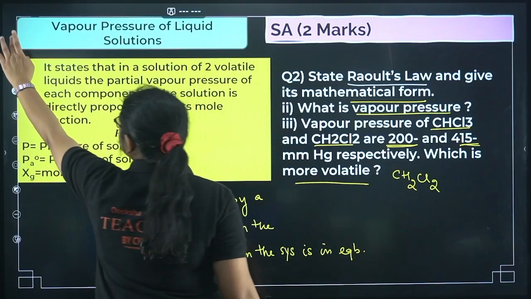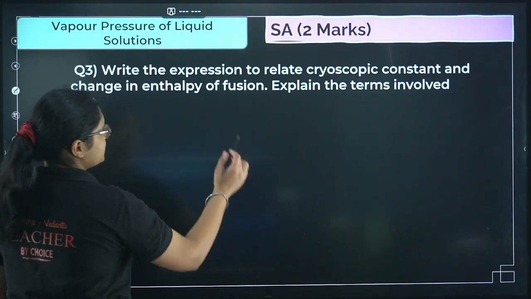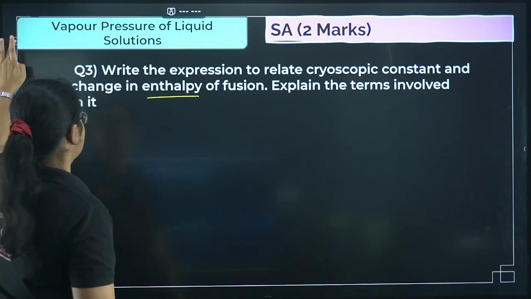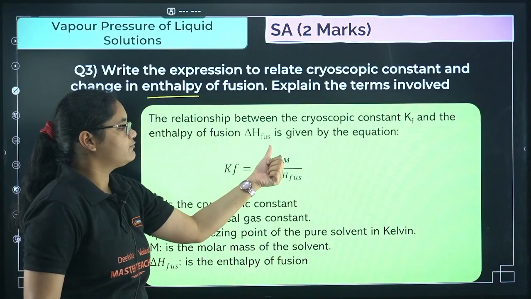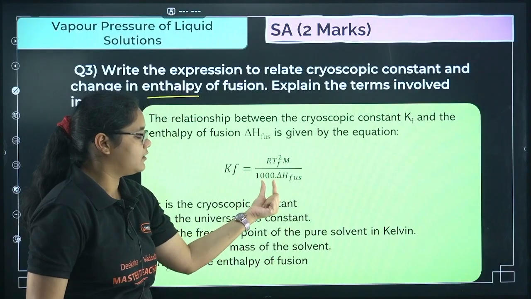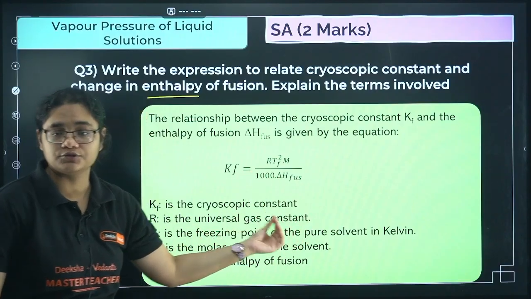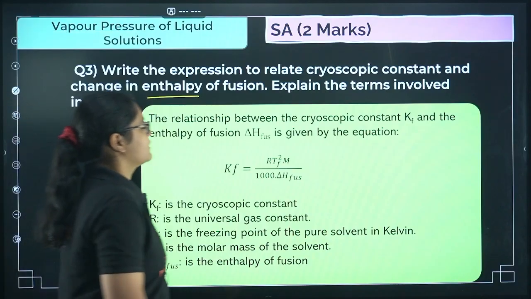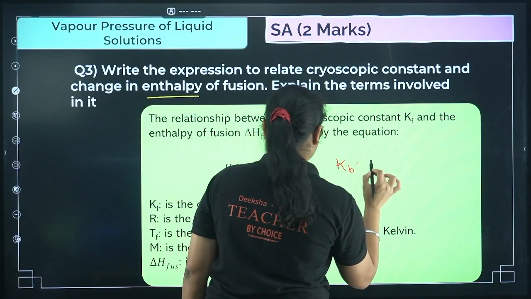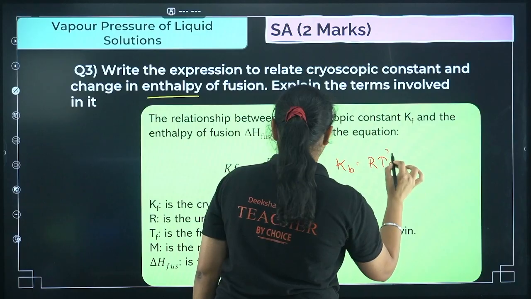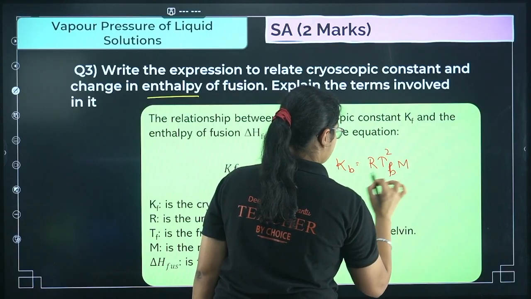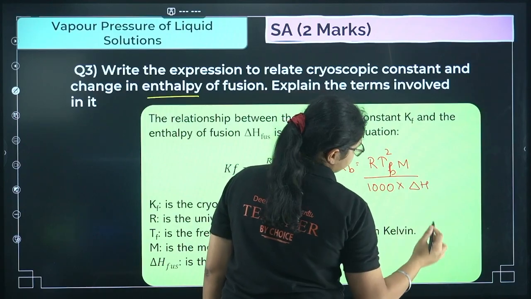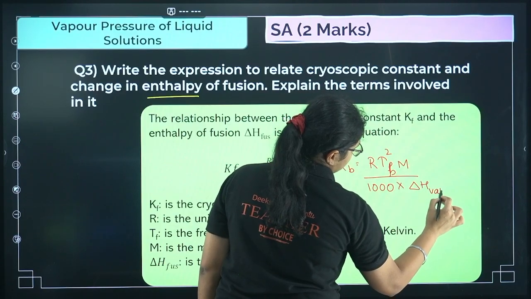Moving to the next question: write the expression to relate the cryoscopic constant and the change in the enthalpy of fusion. Kf equals R Tf square M divided by 1000 into delta H of fusion. Each term is explained here. A similar question can also be asked for Kb. In that case, Kb equals R Tb square M divided by 1000 into delta H of vaporization.